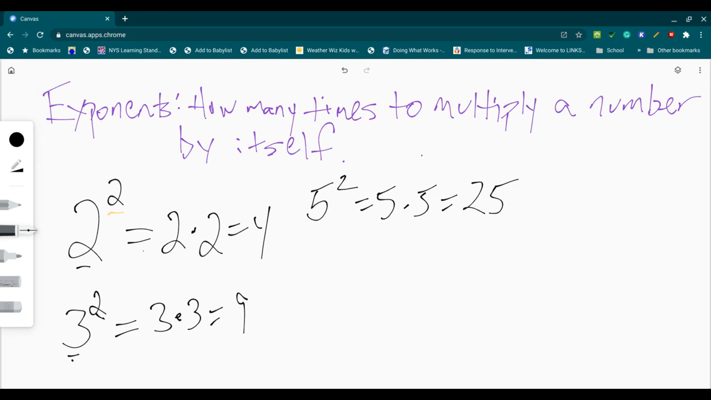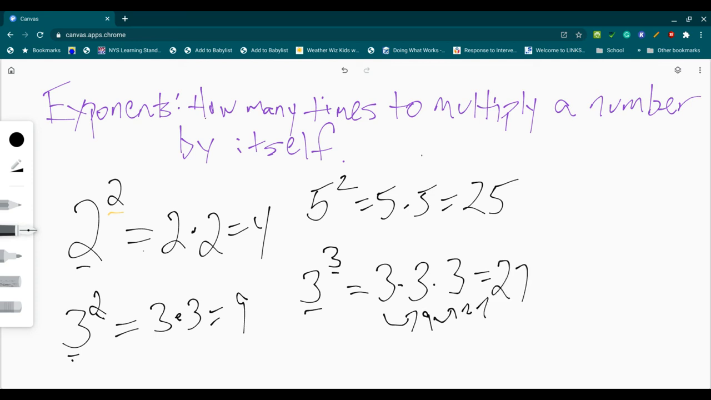Now I'm going to move into my next one. If I have the number 3 and I have it cubed, my base of 3, my exponent of 3, that means 3 times 3 times 3. So the way I work this is I do 3 times 3 to get 9, then 9 times 3 to get 27. So my final product there is going to be 27.